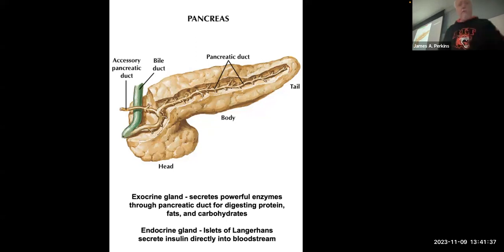So the endocrine part of the pancreas includes the islets of Langerhans. These little clusters of cells that are scattered throughout the pancreas contain A cells and B cells, or alpha and beta cells, that release insulin directly into the bloodstream, which assists in the absorption of glucose into your body cells.